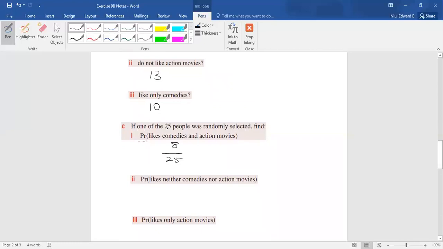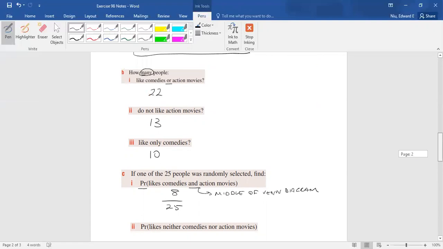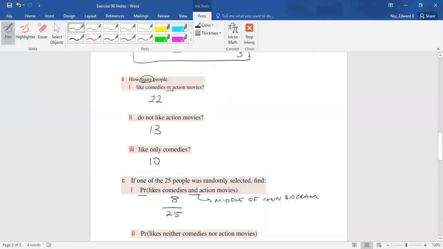Keep in mind that's a big difference. Whenever you see and, that refers to the middle of the Venn diagram. Okay, whenever you see or, all circle values combined.